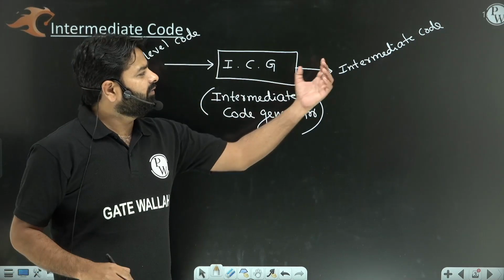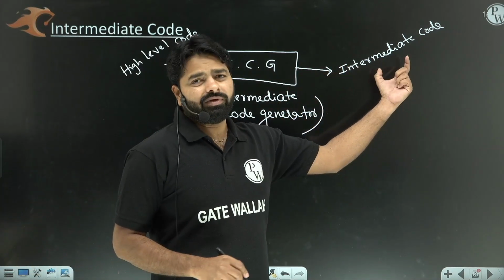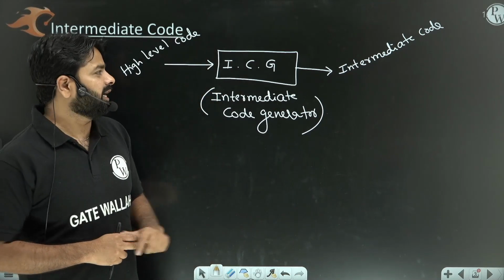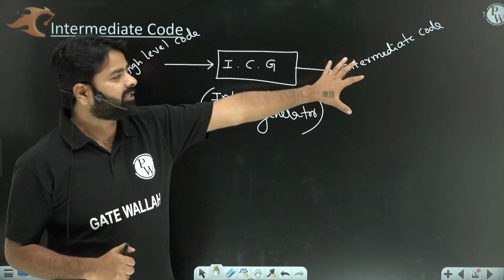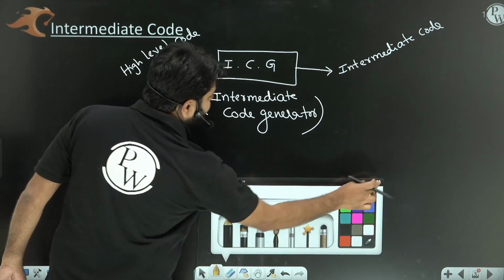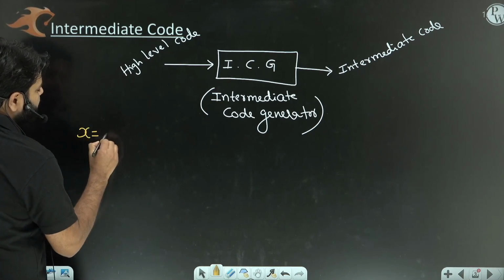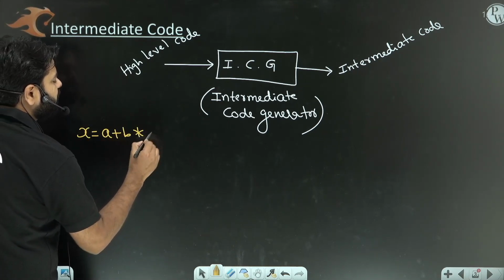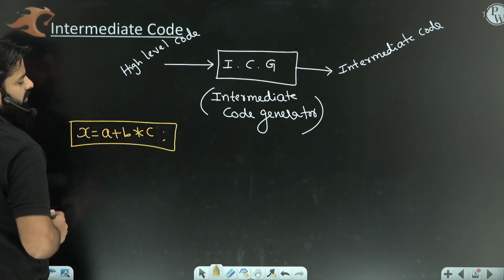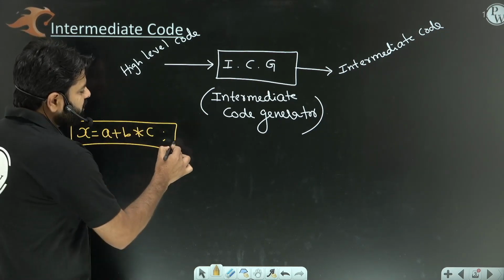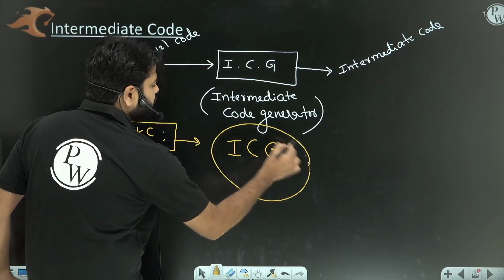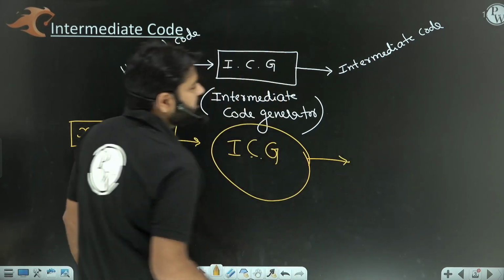Now we have to look at the importance of intermediate code, but before that, what is intermediate code? To understand this, you should know various representations of intermediate code. When I write high level code, let's say x = a + b * c, you know, it looks very big, right? This is high level code, and when you give this to intermediate code generator ICG, it produces some intermediate code.